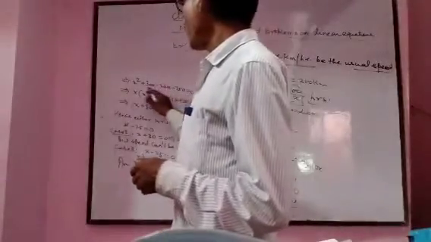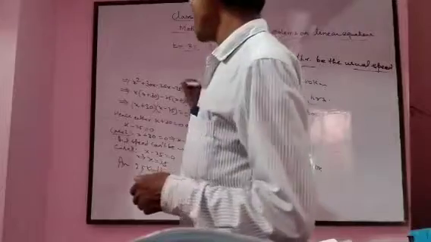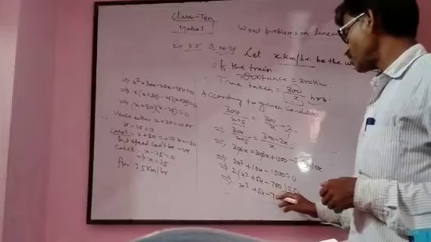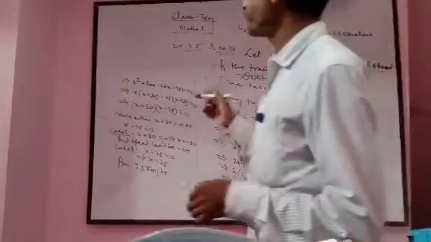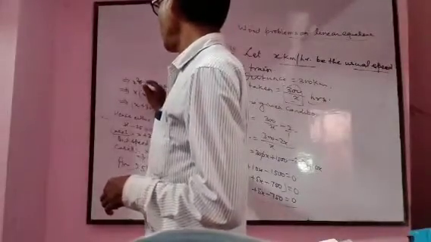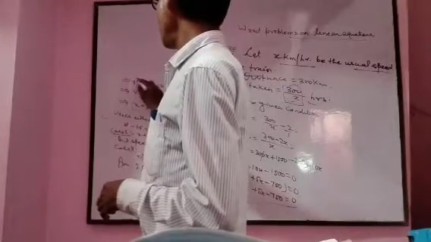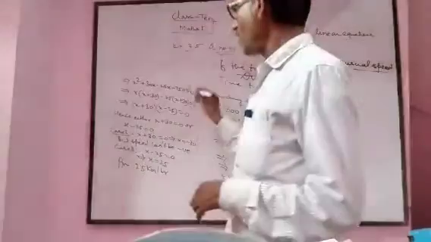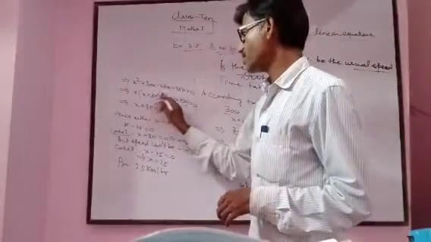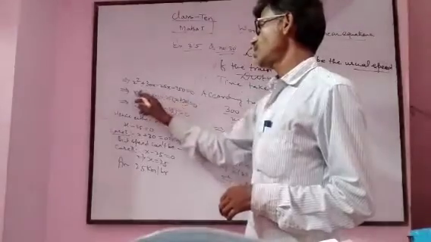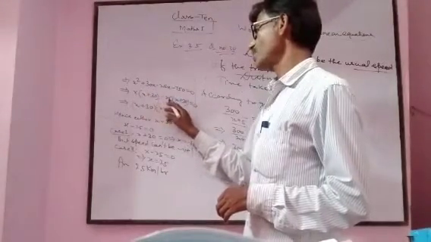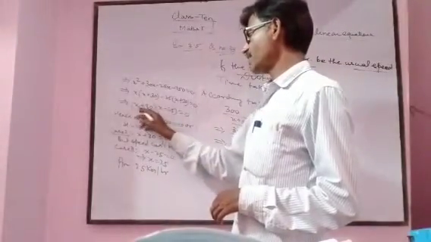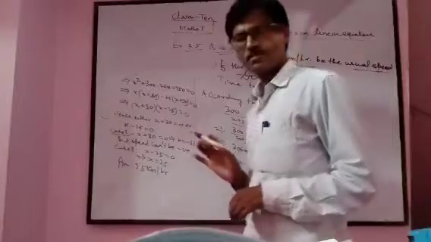Okay. By middle term splitting, we factorize the equation x square plus 5x minus 750 is equal to 0. Factorize the polynomial. By middle term splitting, we get x square plus 30x minus 25x minus 750 equal to 0. In the next step, we get x plus 30, x common from the first term, 25 common from the next term. In the next step, we get two factors: x plus 30 and x minus 25.